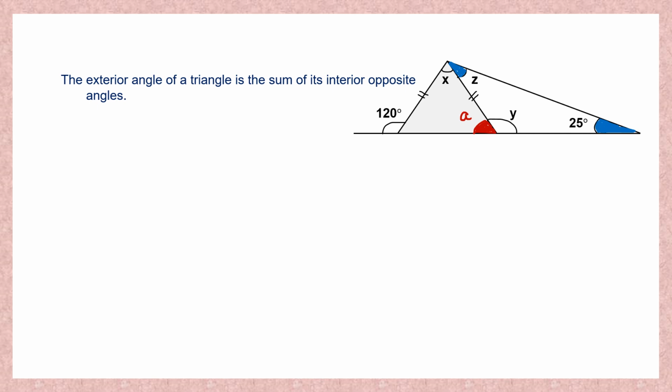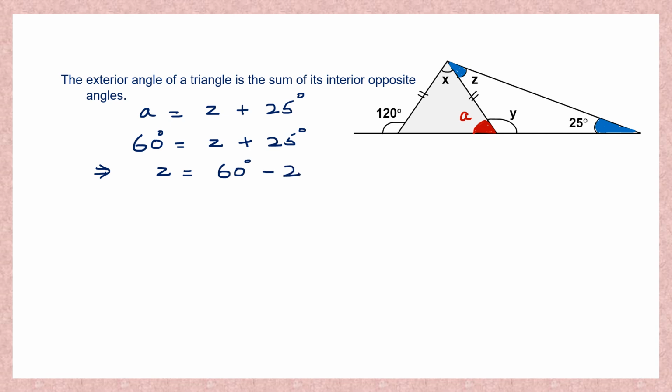That means we're going to find the value of Z from this. So angle A, the exterior angle, is equal to the interior opposite angles, that is Z plus 25 degrees. Angle A we found out to be 60 degrees. This is equal to Z plus 25 degrees. So now we can find the value of angle Z. This is equal to 60 degrees minus 25 degrees. So the value of Z when you subtract 25 from 60 is 35. So Z is equal to 35 degrees.